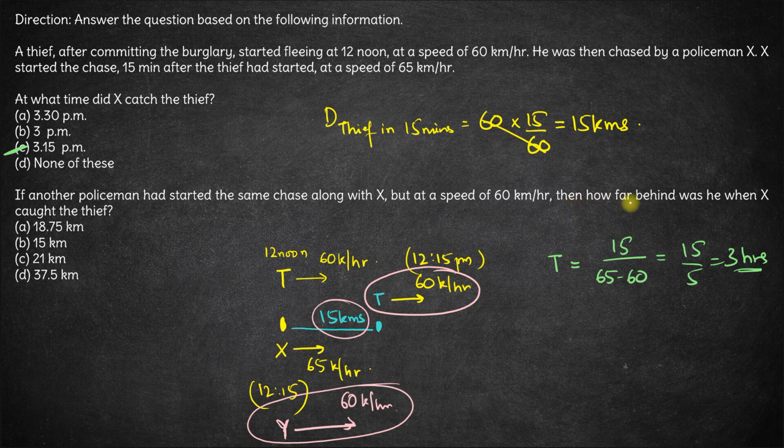So the question is, how far behind was this policeman when X caught the thief? Right when X caught the thief, what was the distance between them? The distance between them would have been 15 kilometers only. Option B is the right answer. Thank you.